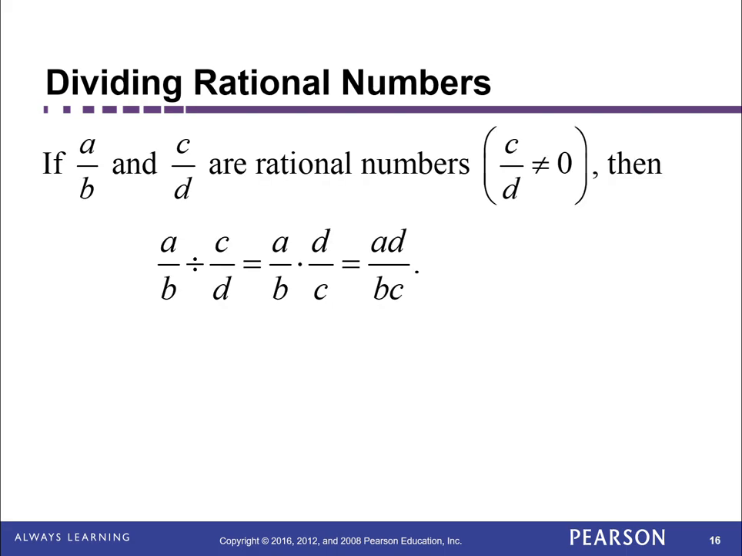Now this is what I call, and what you've probably heard of as, the keep, change, flip scenario. If we're dividing fractions, we're going to keep the first fraction. We're going to change the sign from divide to multiply, and then we're going to flip the second fraction. That's all that's been done here. Then you can just multiply across the top. A times D is AD. B times C is BC, and we're done.